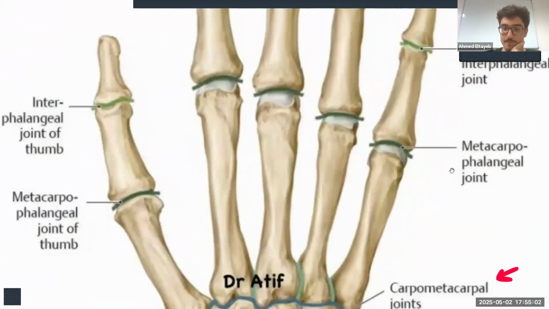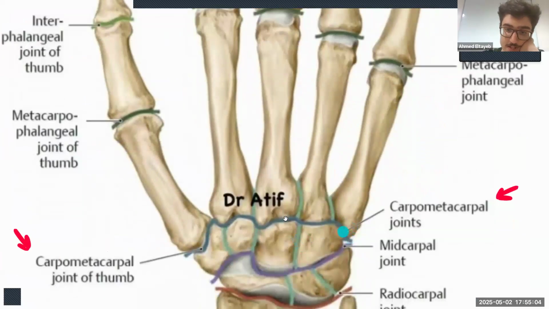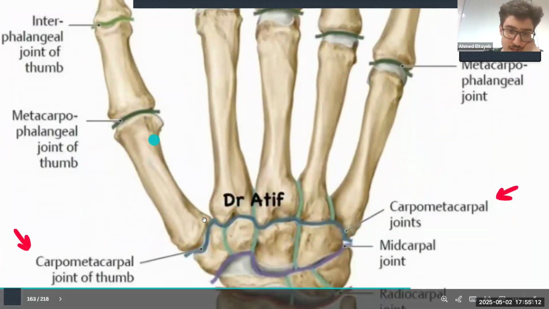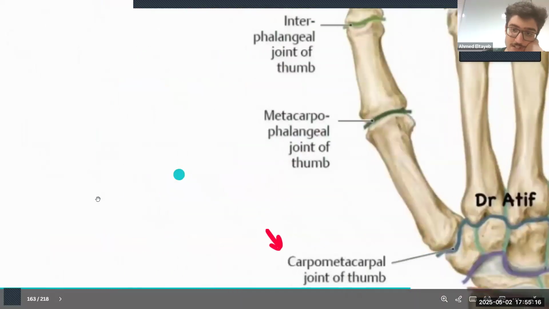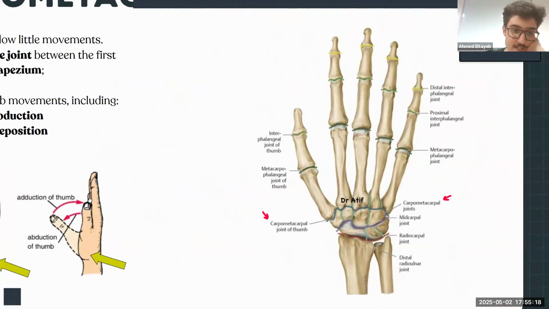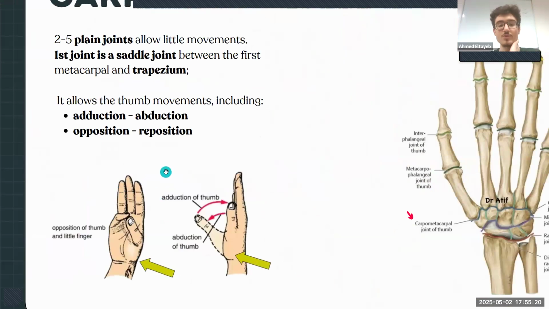Let's zoom in here and look at them. So these are the carpal metacarpal joints between the digits, and then this is the thumb one. You see how it's a saddle and it's very well different. It's going to allow us to do these sorts of movements, which are abduction of the thumb and adduction, and you're going to have opposition and reposition.